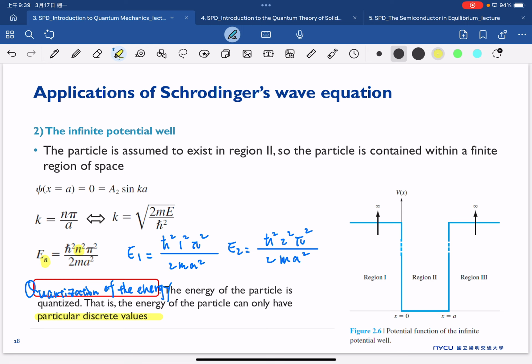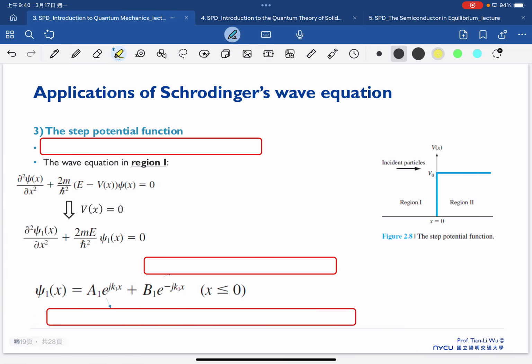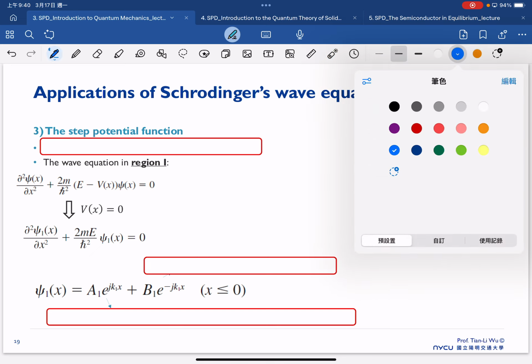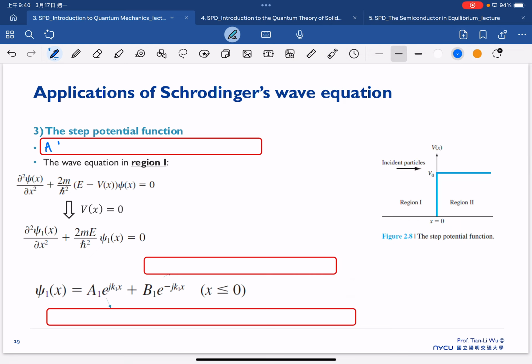So now we move to the third case. In the third case here, we consider the finite potential function. So there's a finite potential function and an incident particle trying to move towards this potential barrier. So there is a flux of particles incident on the potential barrier.